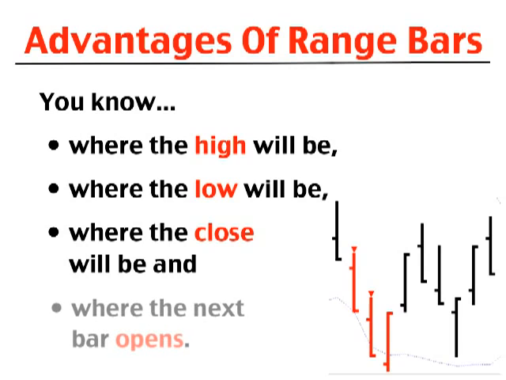And you know where the next bar will open, because if the previous bar closed at the low, the next bar will open one tick below the low of the bar, and if the previous bar closed at the high, the next bar will open one tick above the high of the bar. Now if you think about it, when constructing a bar or a candle, you have four variables: the open, the high, the low, and the close.